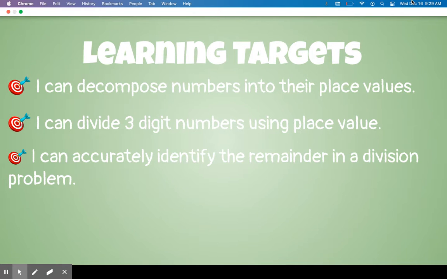Here are our learning targets for today. I can decompose numbers into their place values. I can divide 3 digit numbers using place value. I can accurately identify the remainder in a division problem.